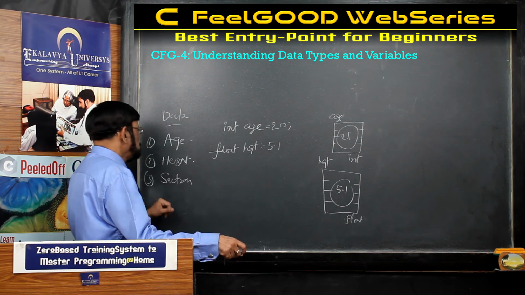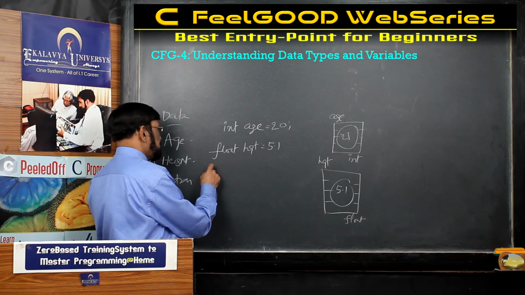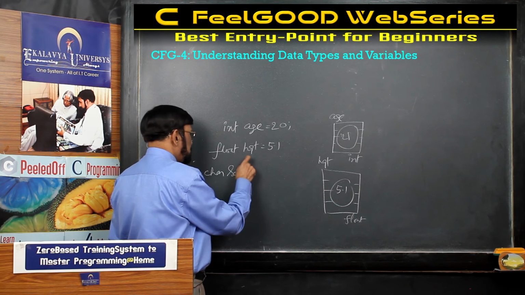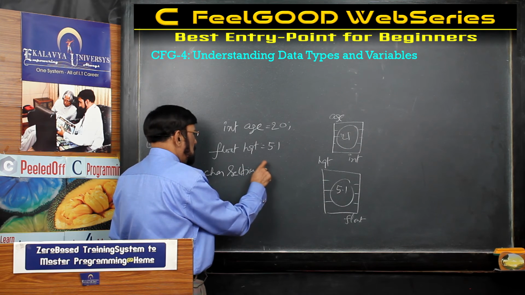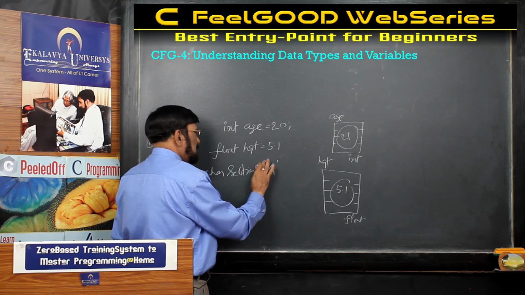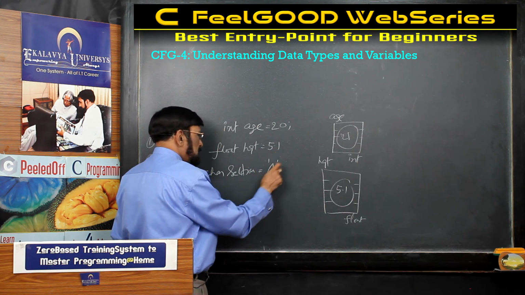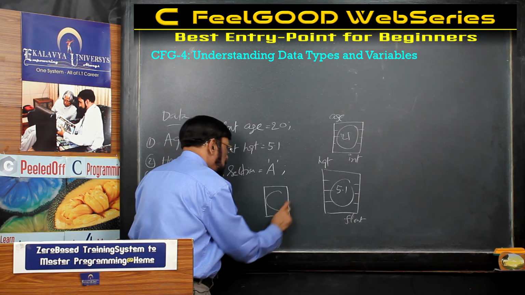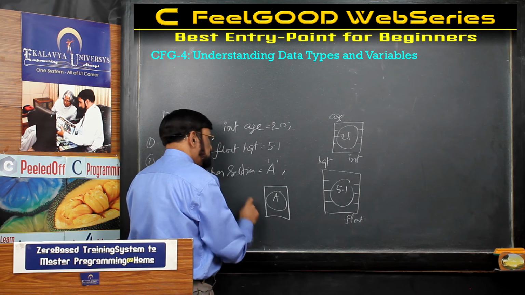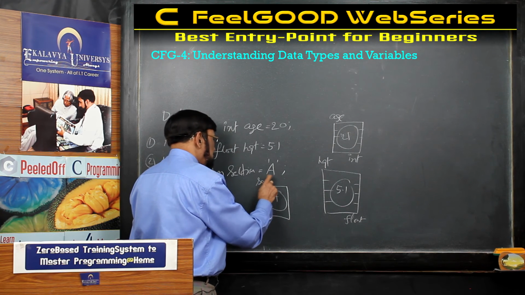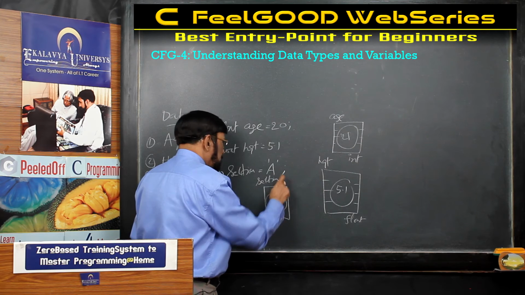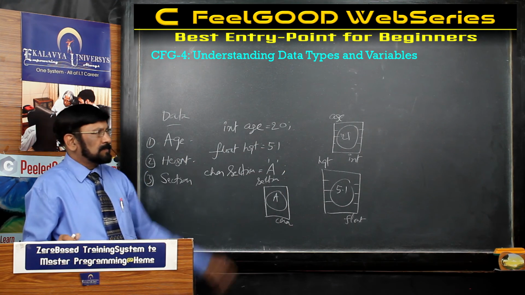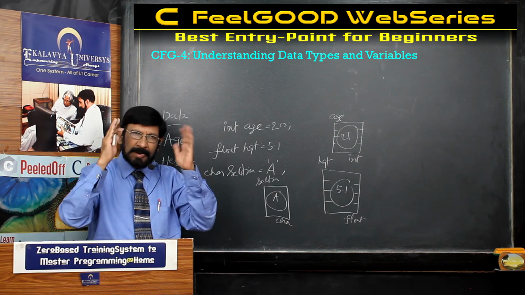Now come to this. Last one, your section. Char, section, A. Actually, single characters are stored like this. Then what happened? One memory container is allocated. In this, A is stored. Its name is section and its type is char. In this way, a variable is one memory container, one mental picture.